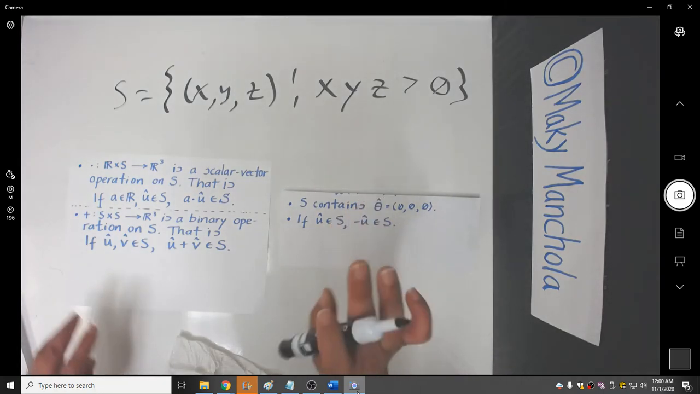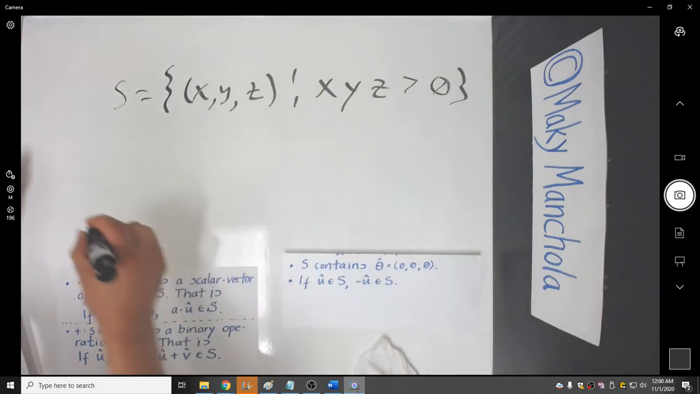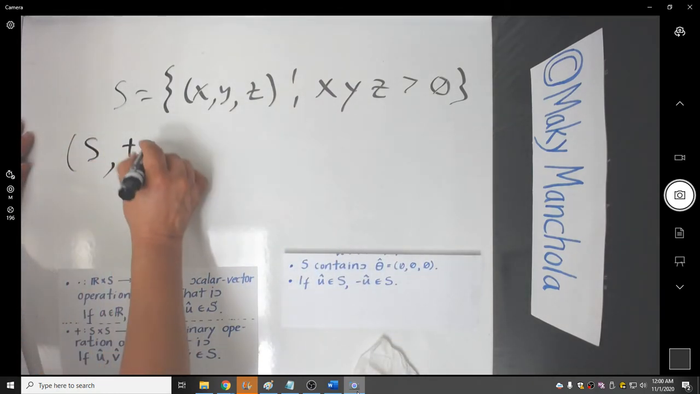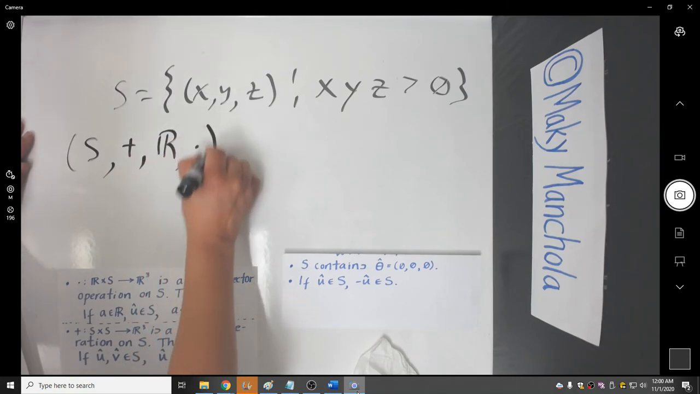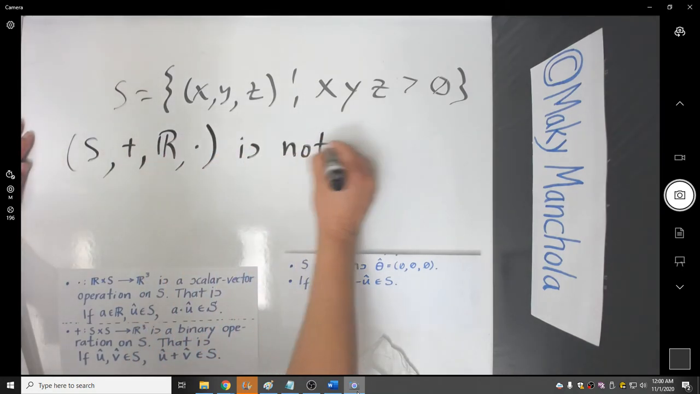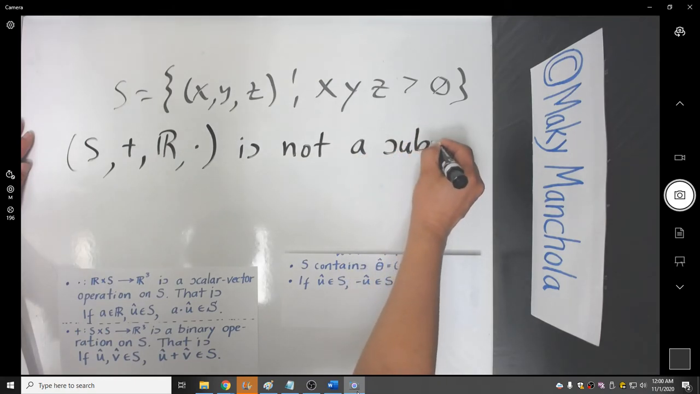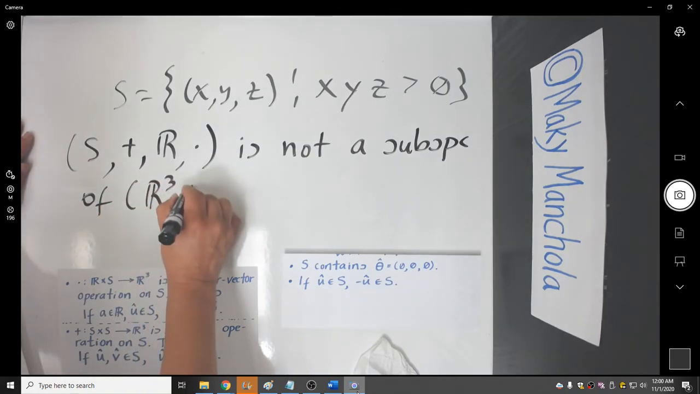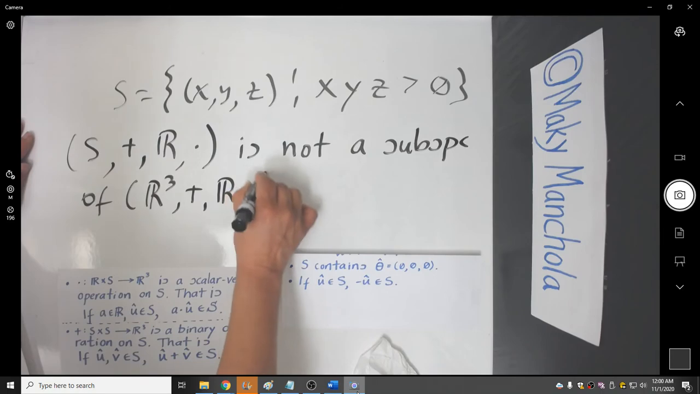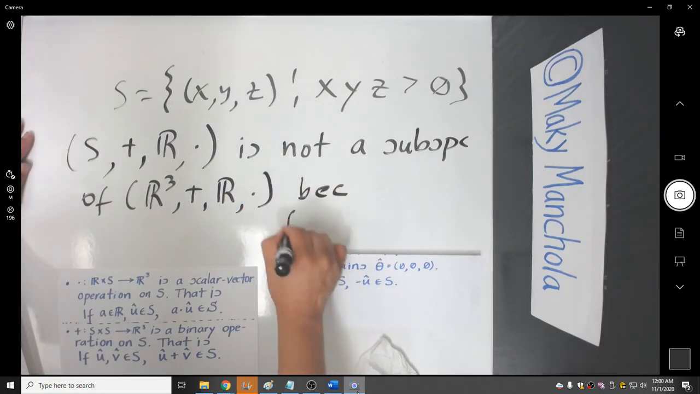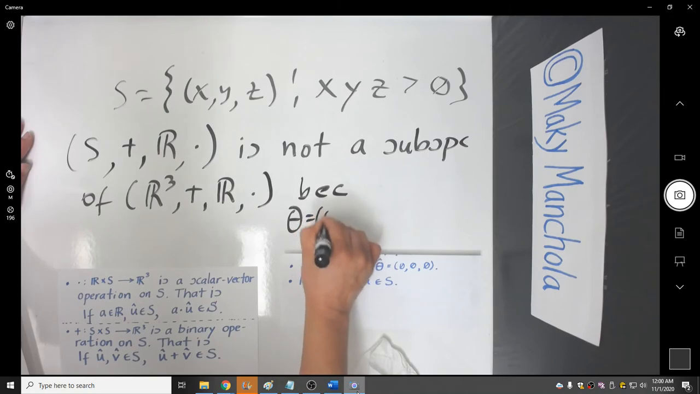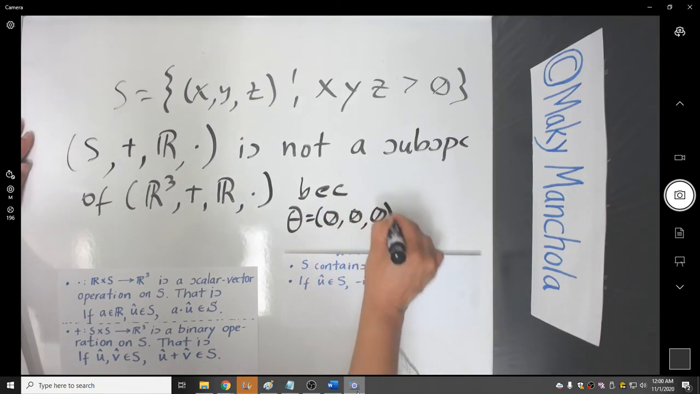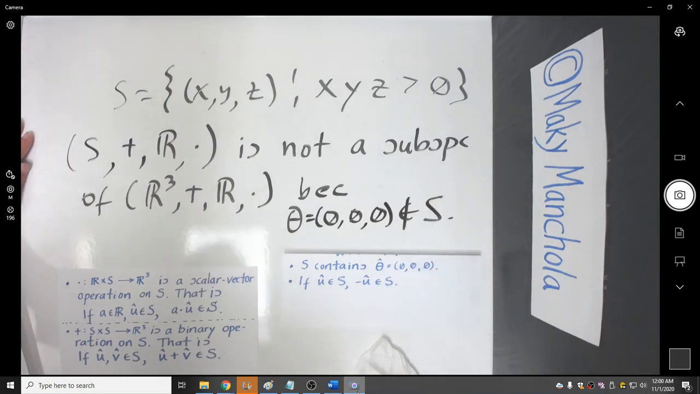Okay, so just with that, I know that the structure S plus real numbers dot is not a subspace of R3, because theta, which equals 0, 0, 0, is not an element of S. Okay, so there we have it.